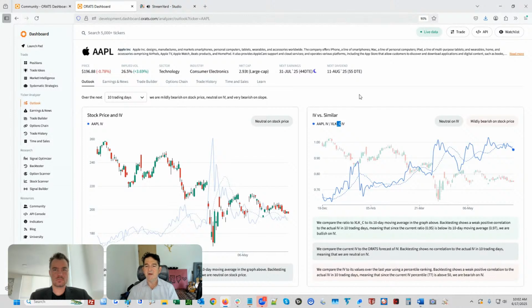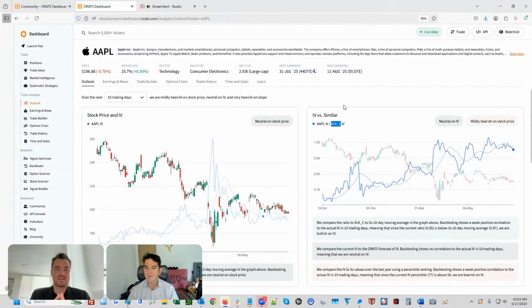So what we're seeing here is Apple's implied volatility versus the XLK, which is the Spider S&P 500 technology ETF component. So it's got Apple and Microsoft and a lot of other technology companies. And we average all of those IVs and hundreds of different things. It's a really powerful tool.